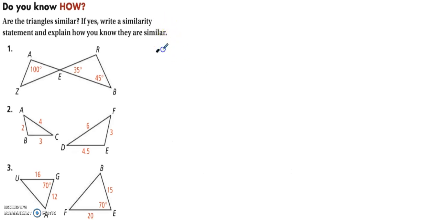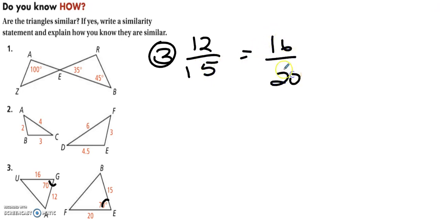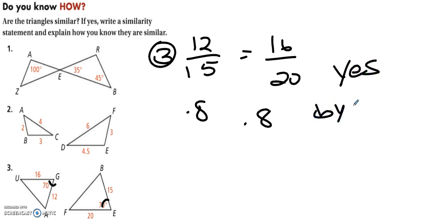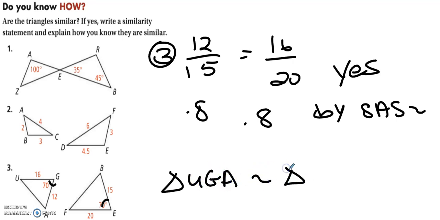And the last one, number 3, we're going to have to do side-angle-side. So I've got the congruent angles. And again, shortest to shortest. So 12 would have to be proportional to 15. And 16 would have to be to 20. And 12 divided by 15 is 0.8. 16 divided by 20 is, I'm assuming, 0.8, which it is. So again, yes, by side-angle-side similarity. Triangle, we'll say UGA is similar to triangle BEF. Alright, that's all from me.